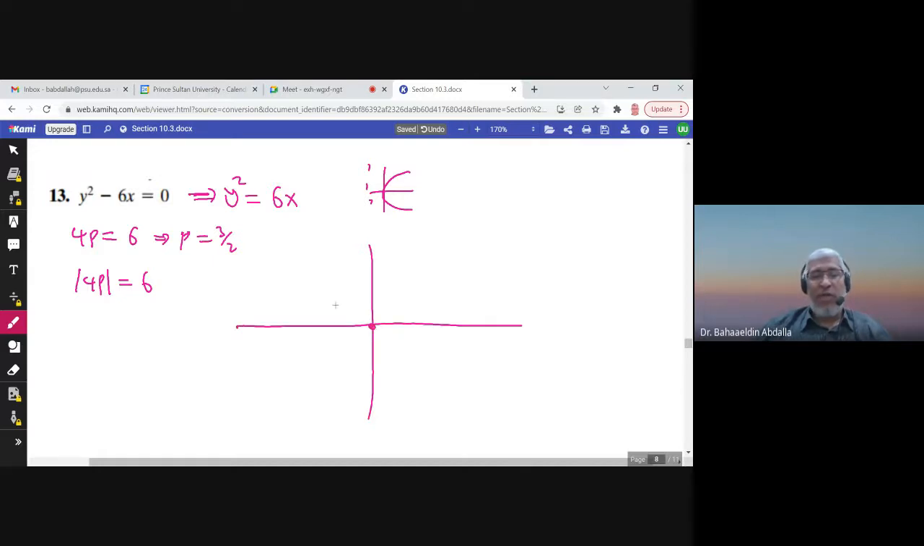Now from the vertex I go 1.5 units to the right and 1.5 units to the left. The directrix has this equation, x equals negative 3 over 2, and the focus has the coordinates 3 over 2 and 0. The vertex is like this. The length of the latus rectum is 6. I go 3 units up and 3 units down, and I sketch the graph of the parabola.